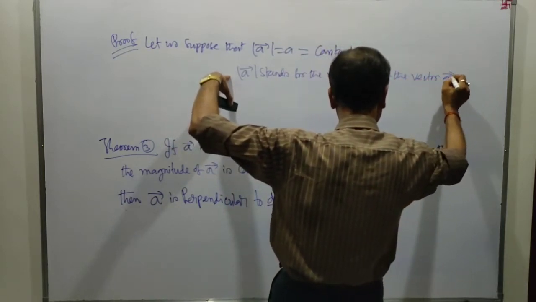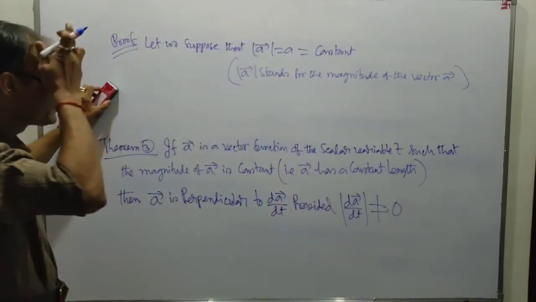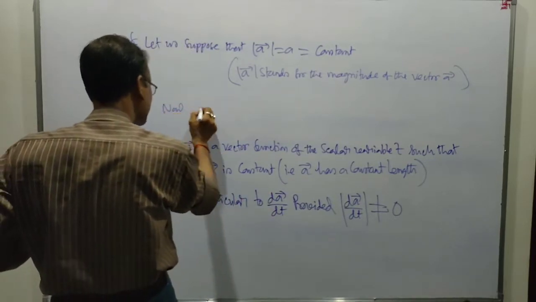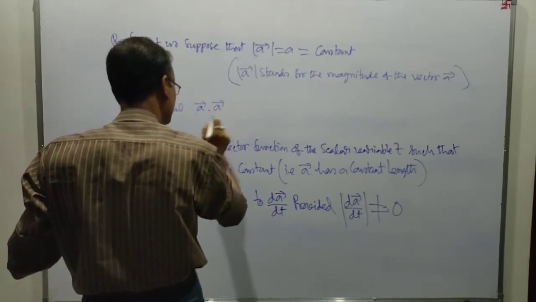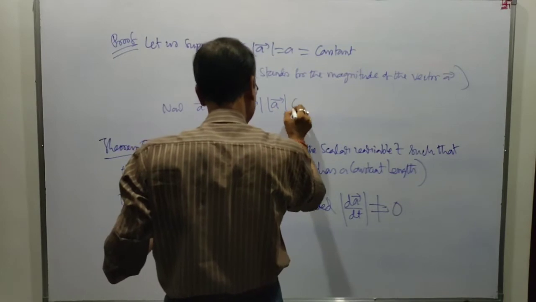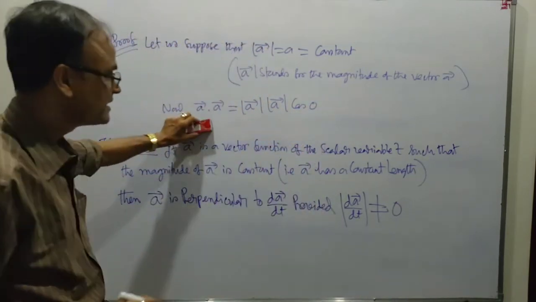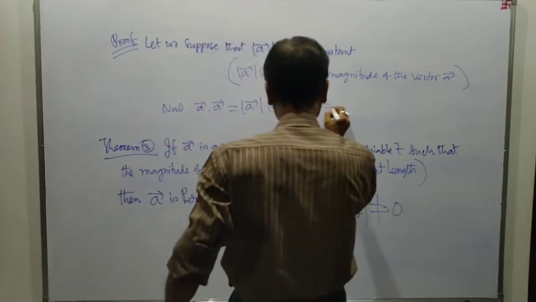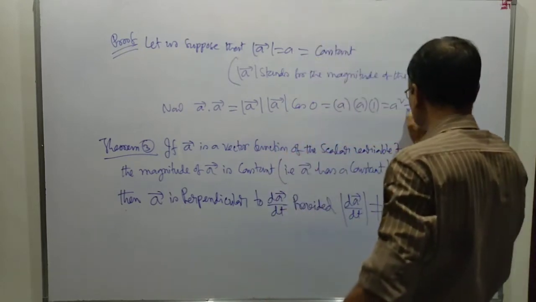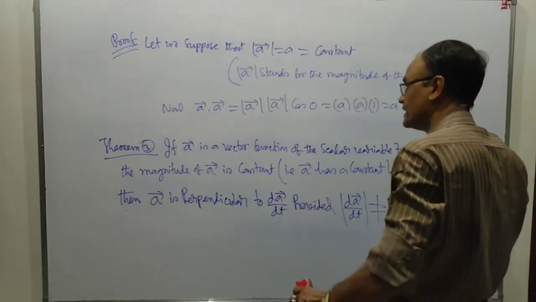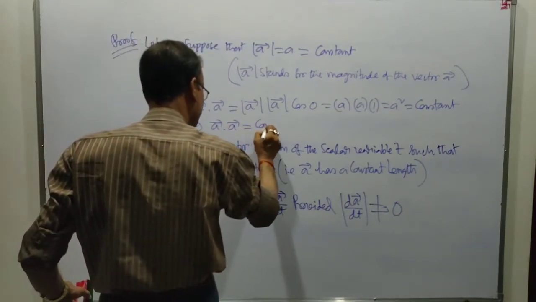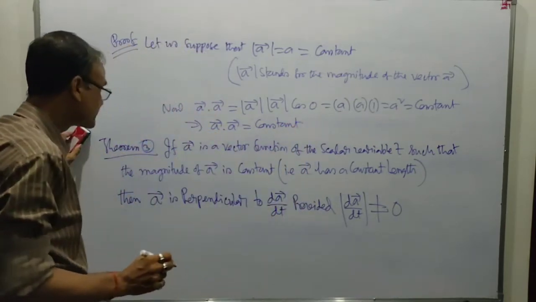Of the vector A, it stands for the magnitude of the vector A. This is constant. Now, A vector dot A vector will be equal to the magnitude of this vector squared times cos 0. You may write it like this. This is equal to A squared. Since A is constant, this is equal to a constant. This means A vector dot A vector is equal to a constant.